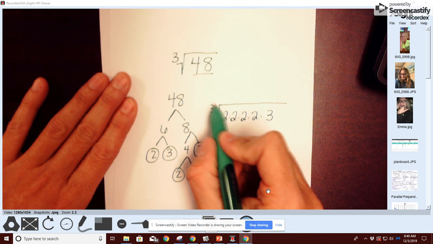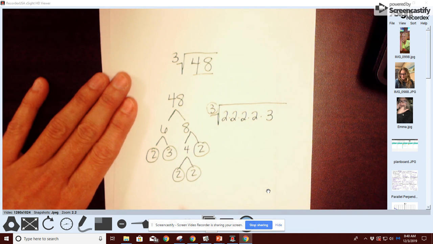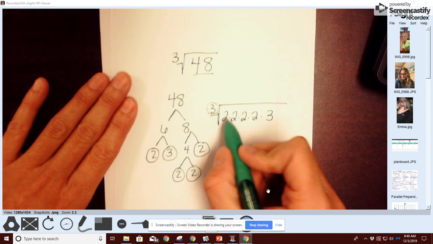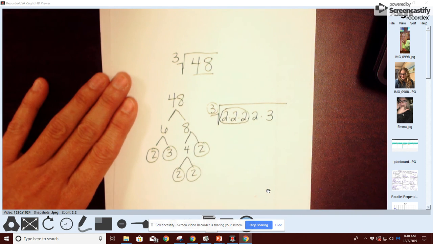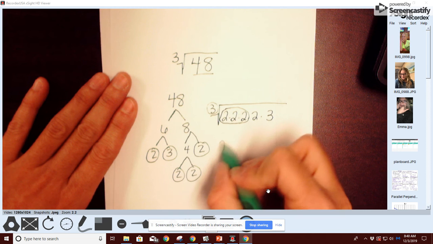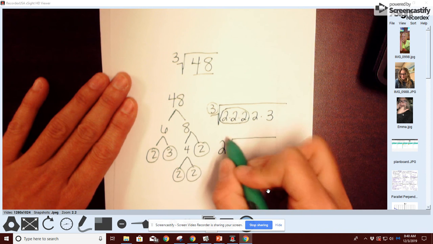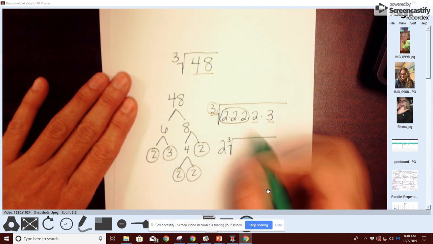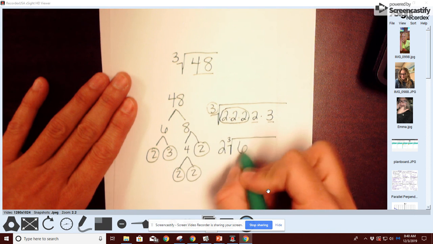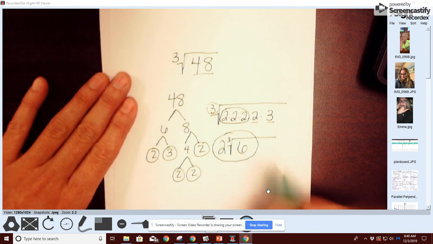So this number tells me how many I have to have in my groups. So I have to circle 3 things that are alike. So I can circle 3 of the 2s. And that's it. That's the only thing I can circle because I only have 3 of those. So I'm going to bring a 2 outside. And then 2 and 3 stay inside. So 2 times 3 would be 6. So 2 cube root of 6 is my answer.